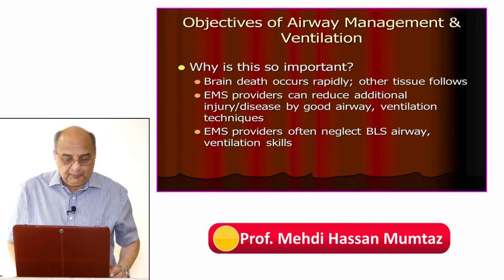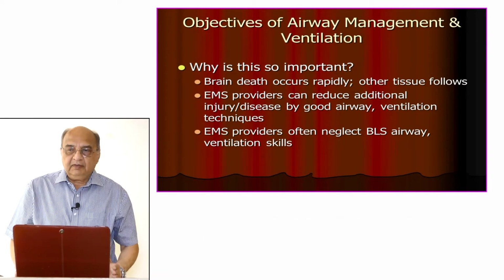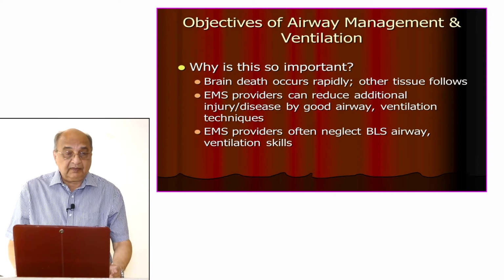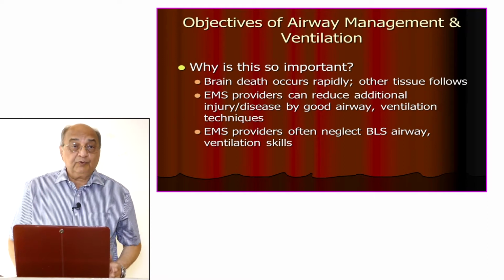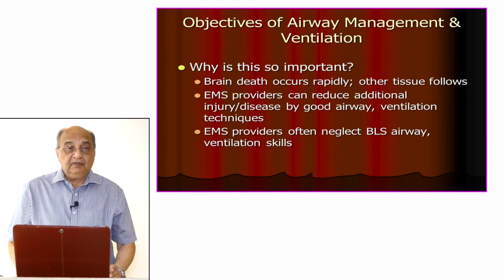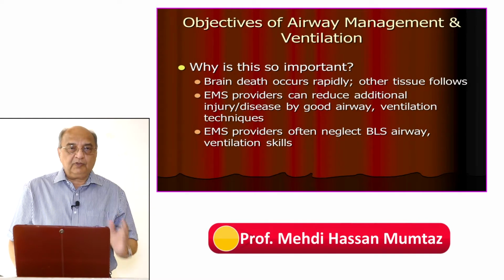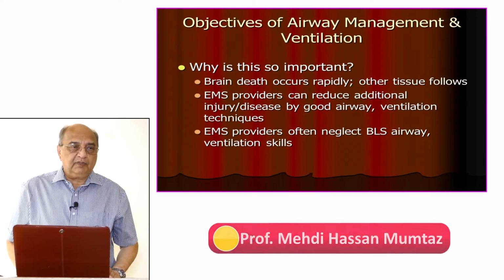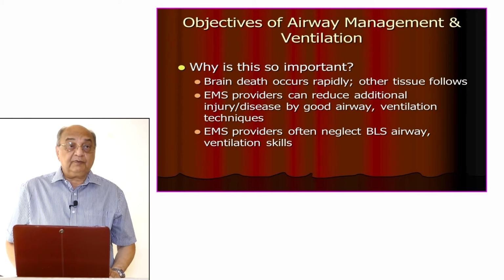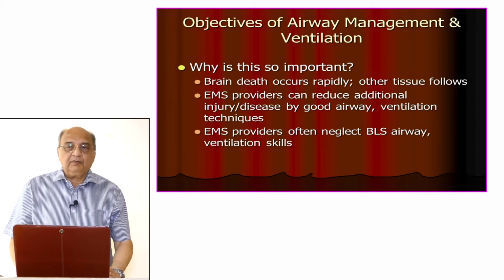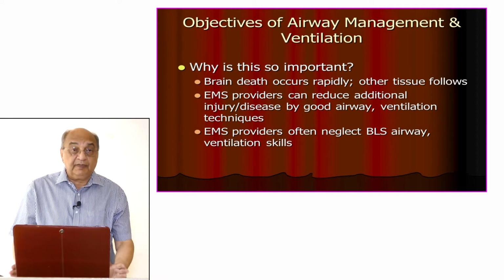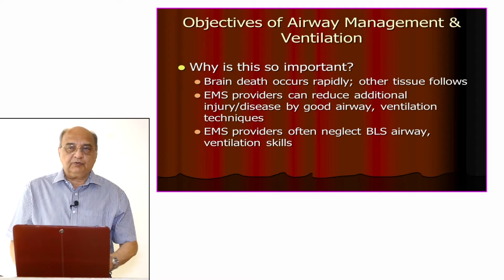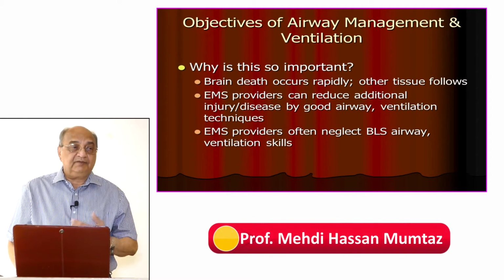Why is this so important? Because if there is a lack of oxygen, it can cause brain death in 4 to 6 minutes. Why 4 to 6 minutes? If any person arrests, the total amount of oxygen present in the body will be 1000 to 1500 mils. And an adult requires about 250 mils of oxygen per minute. If you divide 1000 or 1500 by 250, it will be 4 to 6 minutes.